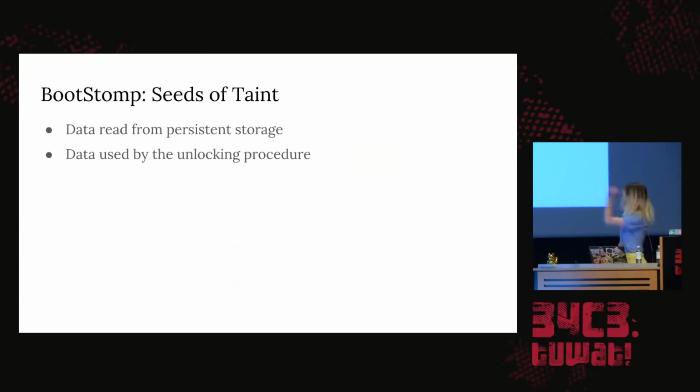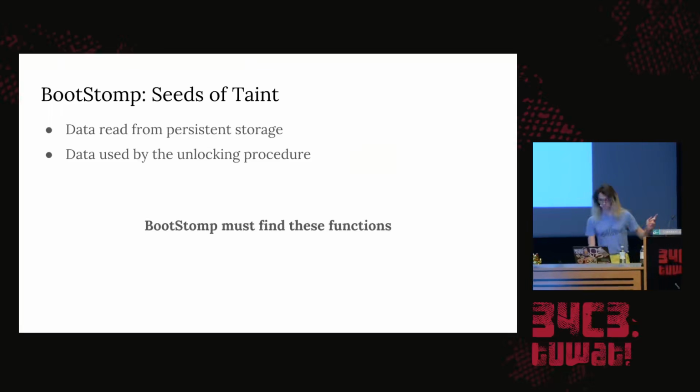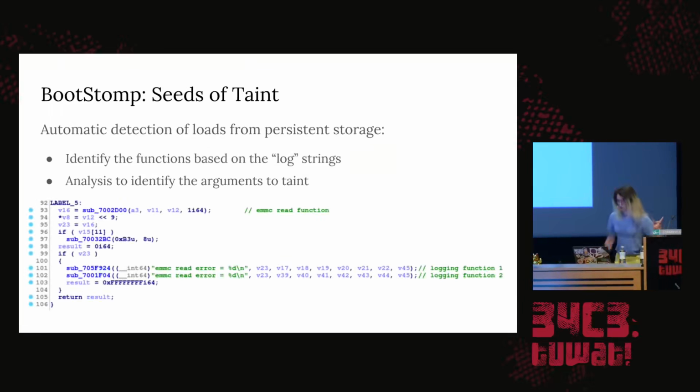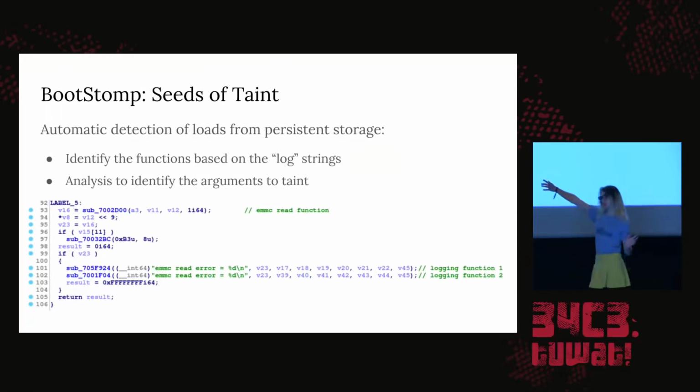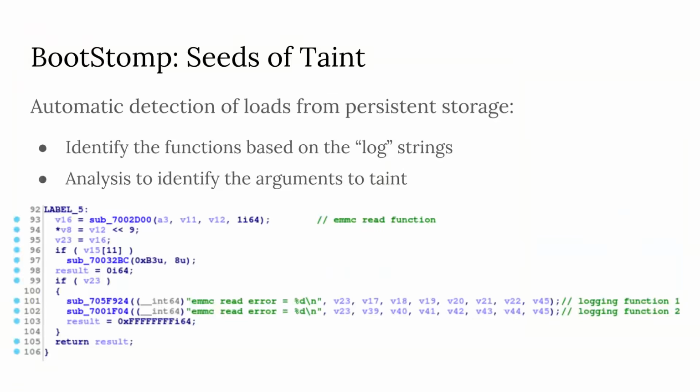So we talked about these seeds. The seeds for our taint analysis are for our persistent storage and data used by the unlocking procedure. So the heuristics I was talking about: we want to identify the reads from persistent storage through log messages and keyword analysis. The eMMC is a specific memory module used by the bootloader for secure purposes, basically the persistent storage device.